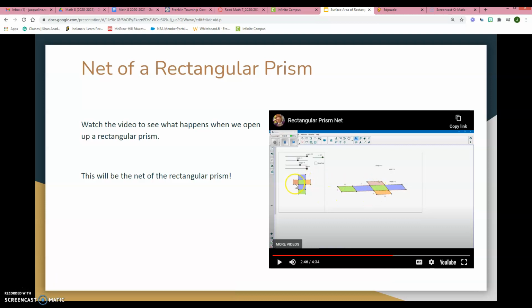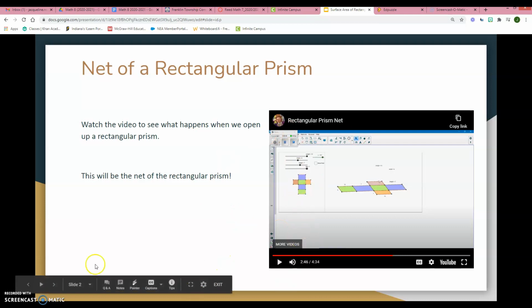So as you notice, the bottom of the box stayed in place. The sides, everything that was touching the bottom of the box, just fell flat right beside it. And then the top was the first thing that opened up, and it's still attached to one of the sides, and it is placed on the ground furthest away from the bottom. Okay? So that's the net.